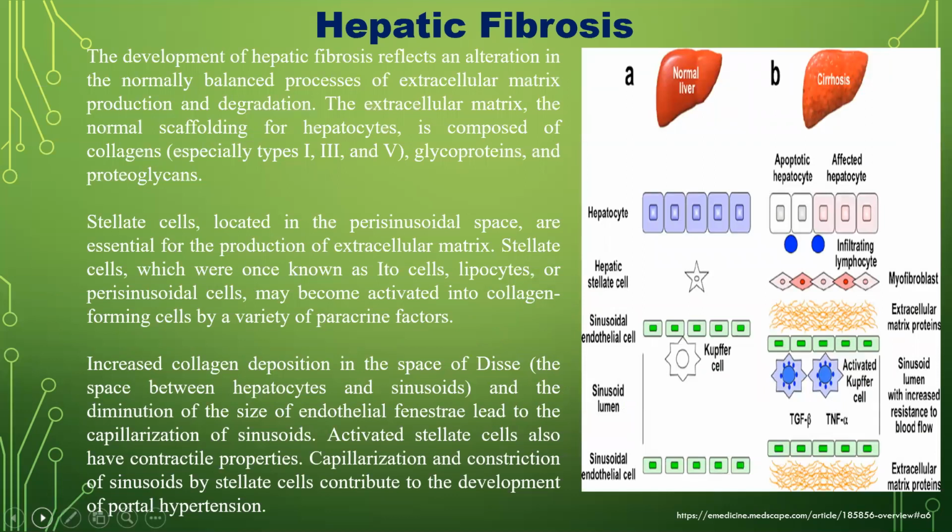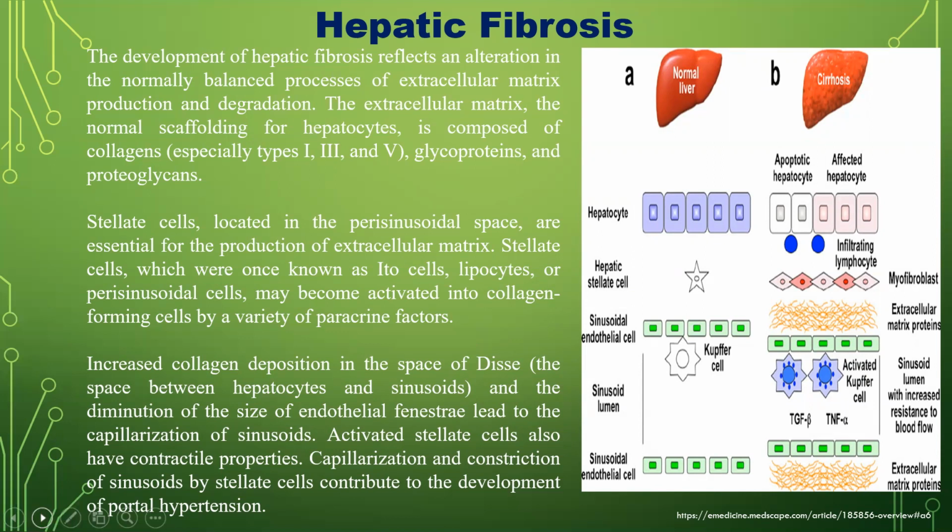The development of hepatic fibrosis reflects an alteration in the normal balance of extracellular matrix production and degradation. The extracellular matrix, the normal scaffolding for hepatocytes, is composed of collagens, glycoproteins, and proteoglycans. Stellate cells located in the perisinusoidal space are essential for the production of extracellular matrix.